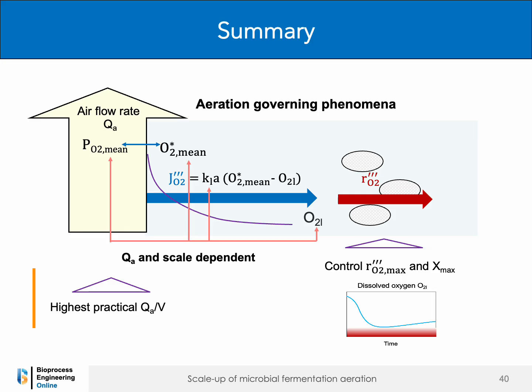A practical guideline is therefore to operate at the highest feasible volumetric airflow rate, while remaining below the thresholds for air flooding and excessive foaming. Because oxygen transfer efficiency and dissolved oxygen levels are generally lower at large scale, oxygen limitation can be avoided by appropriately controlling the cell concentration and oxygen consumption rate, such that the maximum cellular oxygen demand remains compatible with the achievable oxygen solubility and transfer capacity of the industrial fermenter.